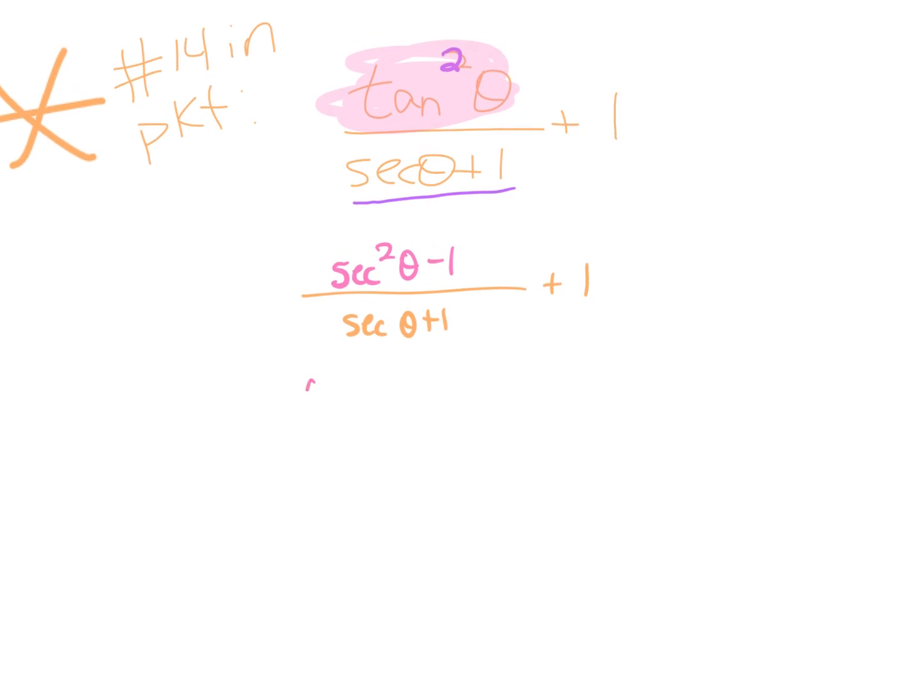And so that leads me to think that I can rewrite this tangent squared theta as secant squared theta minus 1. I'm going to keep that denominator the same. I'm going to keep that as secant theta plus 1, and then I still have that plus 1 here. But how can I factor that secant squared theta minus 1? That's a difference of two squares.